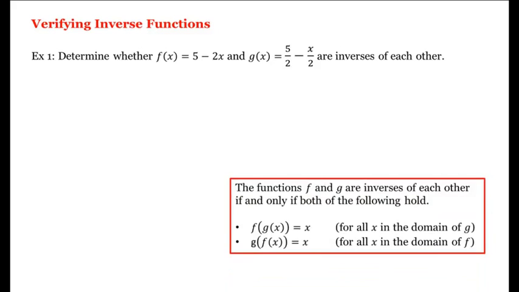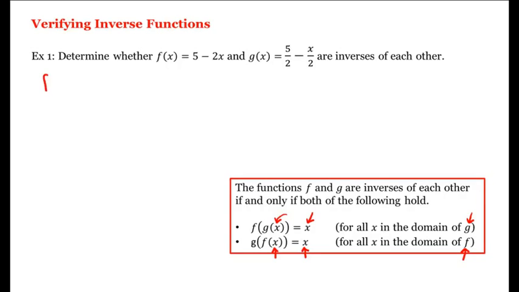The two functions f and g are inverses of each other if and only if both of the following compositions hold. Namely, when we compose f with g at any x in the domain of g, then we get back to x. And if we compose g with f at any x in the domain of f, we also get back to x. That is, the composition in either direction gets us back to x.